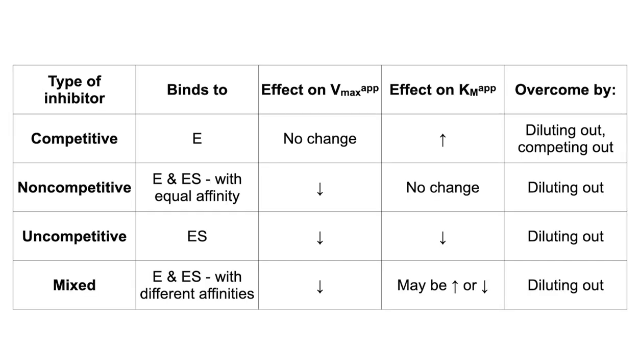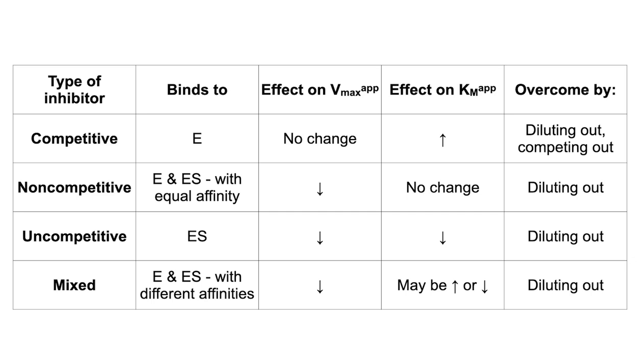With our other types of inhibitors, we cannot compete them out with substrate. And if we can't compete them out with substrate, that basically means we're going to take some of our enzyme out of commission. And if we take some of our enzyme out of commission, well, then we're going to decrease our apparent Vmax. What might change is our Km. And it could go up or down depending on our type of inhibitor.